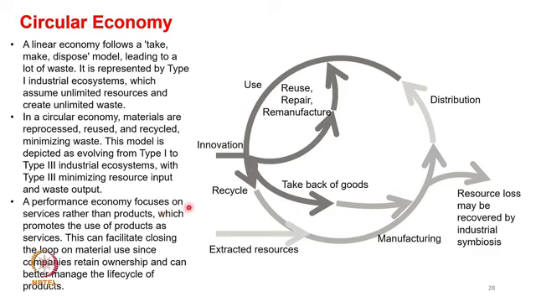And performance economy: a typical performance economy focuses on the services rather than the product, which promotes the use of products as services. This can facilitate closing the loop of the material, as companies retain ownership and can manage the life cycle of the product. You can see, you have extracted resource and eventually it goes like a cycle. Sometimes you recycle, sometimes remanufacture, repair, and eventually there is a line of distribution. And resource loss, of course, may be there, and you can address that using industrial symbiosis.